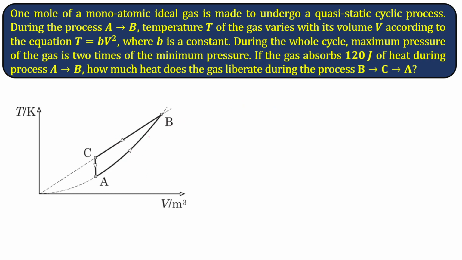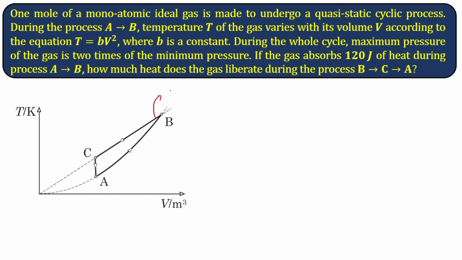So in this cyclic process, three processes are given: A to B, B to C and C to A. Just looking at the diagram, we know that the process C to A is going to be an isochoric process, and also the process B to C, or C to B, whatever you want to say. This process C to B is basically a straight line passing through the origin. So we can just write the equation of the straight line passing through the origin.